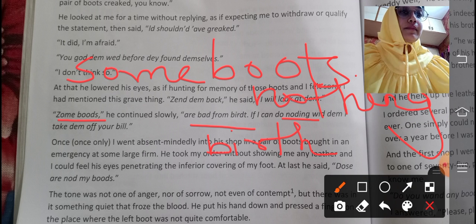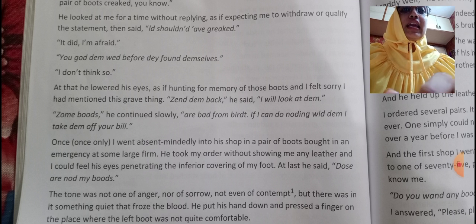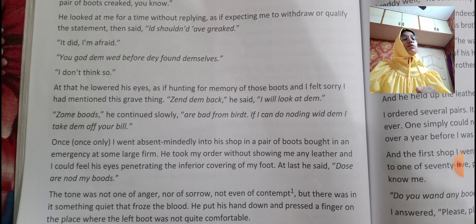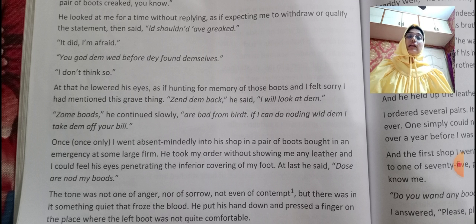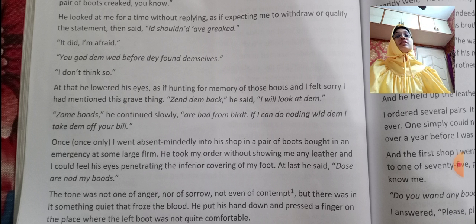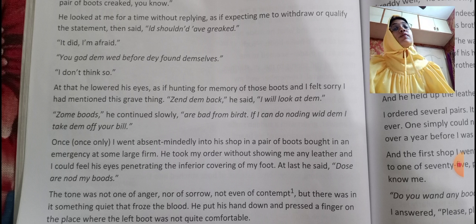Okay. I take them off your bill. That means you don't need to buy them. He says that some boots are bad from birth, meaning from the day they were made, they are bad from that day itself. If he can do nothing about that creak part of the boot, then he will take them off your bill. That means you don't need to buy those shoes from him.